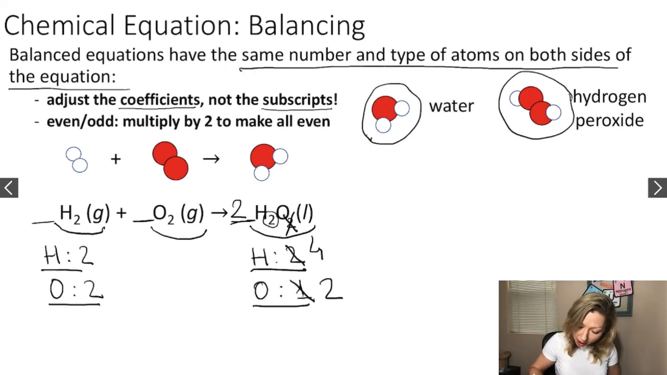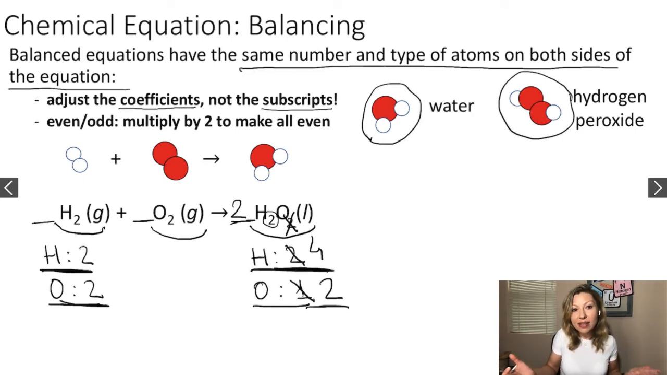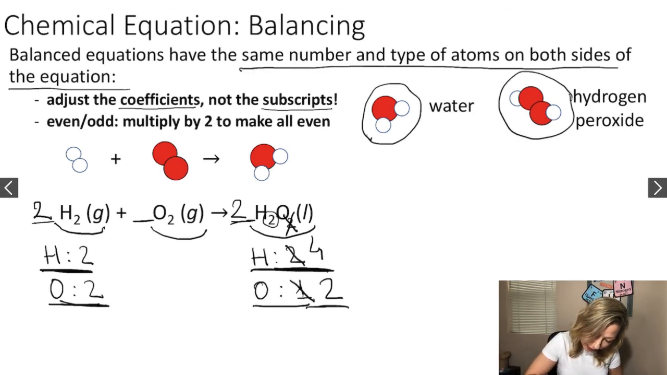Okay, now if I look at my reaction, I have 2 oxygen atoms on both sides, but on my reactant side, I only have 2 hydrogen atoms, and on the product side, I have 4. So how do I balance this out? Well, I simply multiply my H2 gas by 2. Okay, so if I do that, I have to multiply this by 2 also and account for the change.